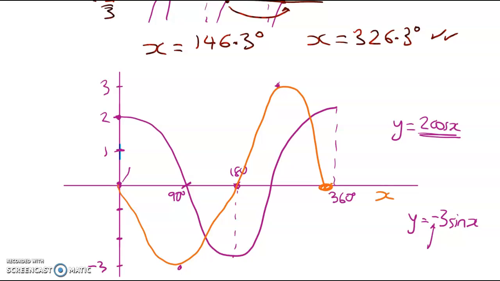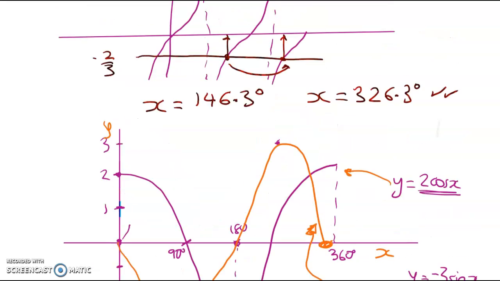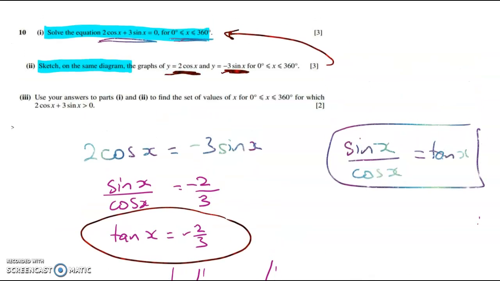Things that we should have here, we should have an x here, and we should have a y here, and we should label our two graphs. So that's my cosine one there, and that's my sine one there. The next thing you're asked to do once you've drawn those graphs is to use your answers to part 1 and 2 to find the set of values for which this thing here is strictly positive. So 2 cos x is greater than -3 sine x.